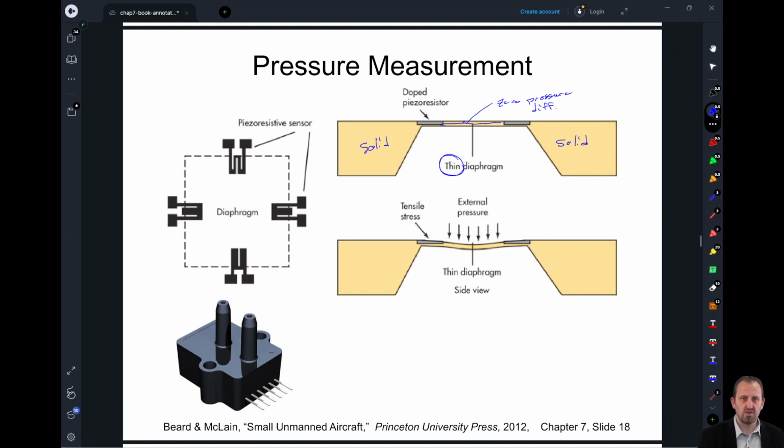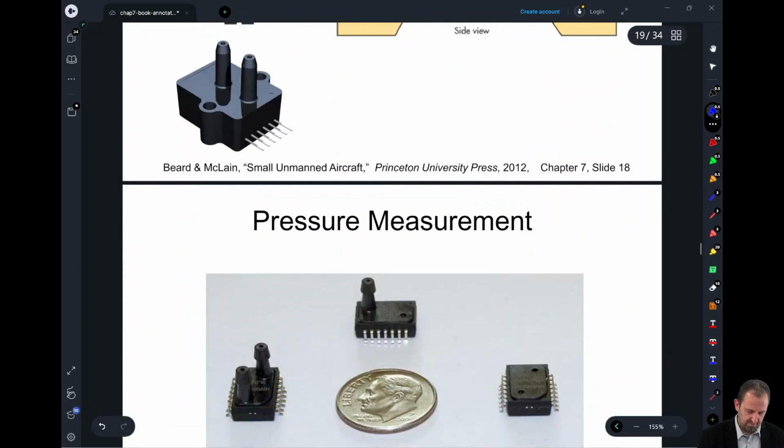If there is an external pressure or pressure difference, then it's going to be pushing either down or up on this thin diaphragm. And as it pushes down, it will provide some tensile stress on those elements, and we measure that tensile stress. And we can say how much it's going to be proportional to that pressure that's being received. So pretty novel. We just have that thin thing and measure how much it's deforming.